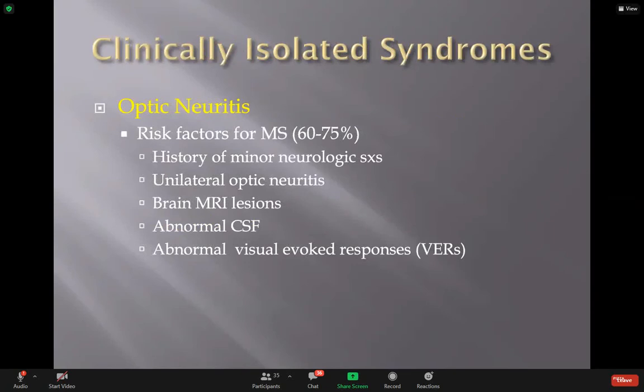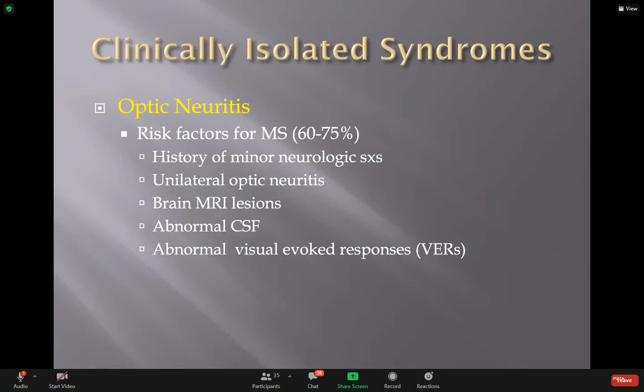Clinically isolated syndromes. Optic neuritis. So when we say clinically isolated syndrome, it is when somebody has an event that can happen in multiple sclerosis, but does not fulfill the criteria of multiple sclerosis and had just a single isolated syndrome. So if somebody presents with optic neuritis and that's it, we're going to go look at the brain MRI.